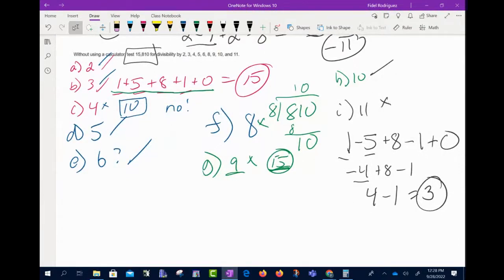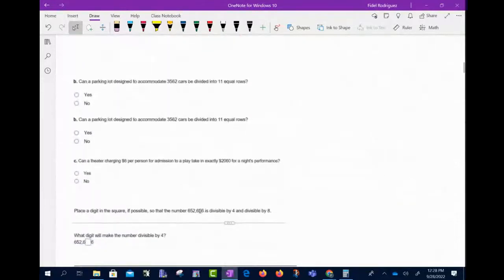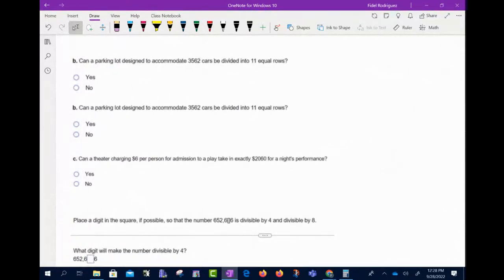All righty. So I'm going to keep scrolling along here, y'all. And the next question, and I wrote part B twice also, I apologize. Okay. So that was just my bad. I just put part B twice. But it says, can a parking lot be designed to accommodate 3,562 cars can be divided into 11 equal rows? Okay, so I think the idea here behind this problem, y'all, we're just asking ourselves, does 11 go nice and neat into 3562?